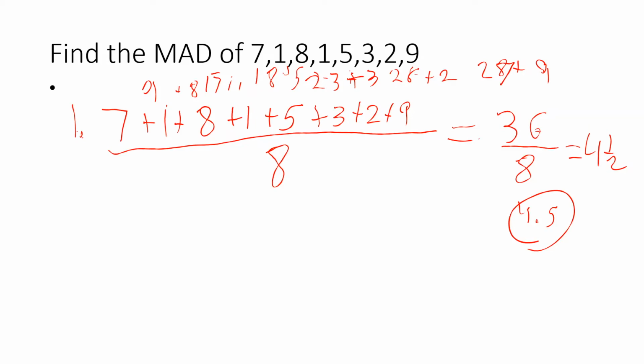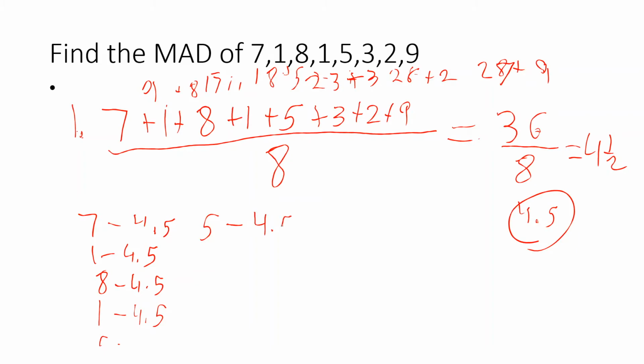Now that we have the mean, we are going to focus on our next step of finding the mean absolute deviation. Our next step focuses on subtracting our mean from each and every one of these values. So we're going to have 7 minus 4.5, 1 minus 4.5, 8 minus 4.5, 1 minus 4.5, 5 minus 4.5, 3 minus 4.5, 2 minus 4.5, and 9 minus 4.5.